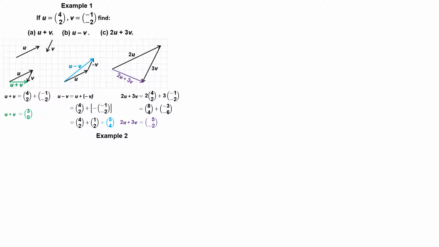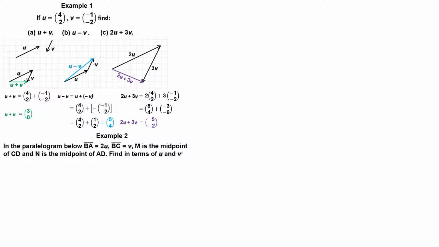Example 2. In the parallelogram below, vector BA is 2 times vector u. The vector BC is vector v. M is the midpoint of CD, and N is the midpoint of AD. Draw the vector BA. The vector BA is 2 times vector u. The vector BC is the vector v. Find, in terms of vector u and vector v, the vector AC.